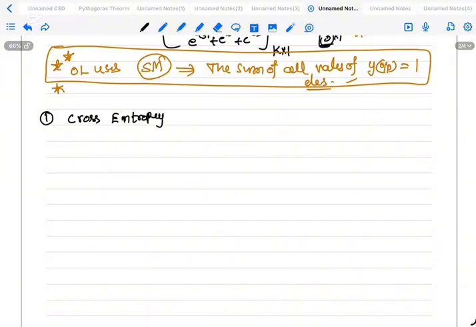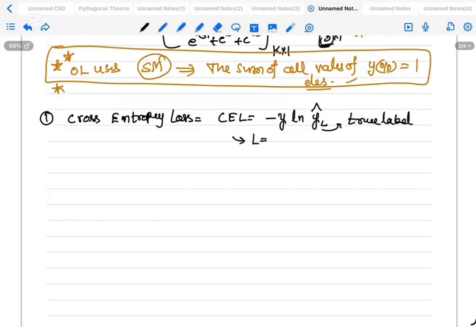So the cross entropy loss, CEL, the formula is minus y ln of y_l hat, where y_l hat is the probability for the true label. If all the derivations are given in the lecture, sometimes cross entropy loss L equals minus ln of y_l hat, because the y value is 1.